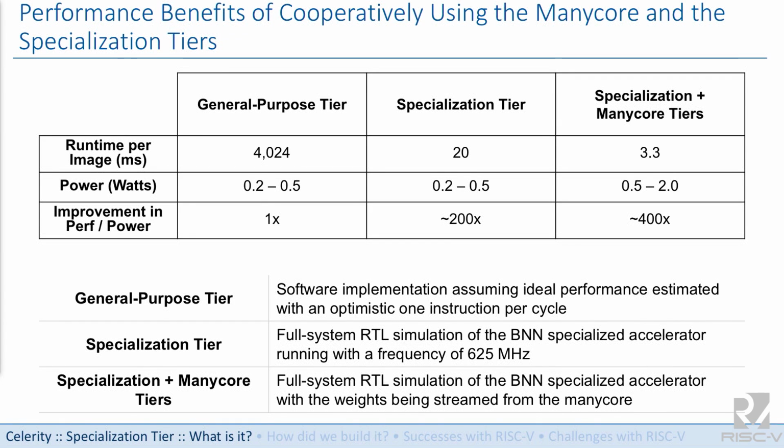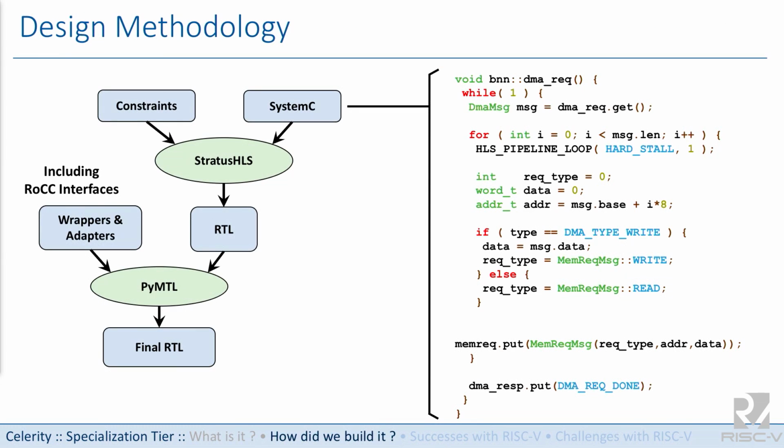So this way, we can just leverage the SRAM in the Manycore. And then when we're not doing the neural network, we can do things like video decode on the Manycore. Okay. So by combining the general purpose tier, which gives us the kind of nice glue properties for the SoC, with the Manycore and the Specialization tier, we can get about 400x improvement in performance and power.